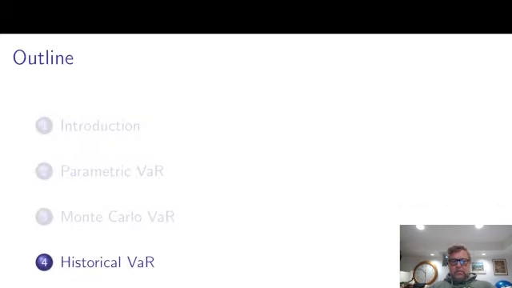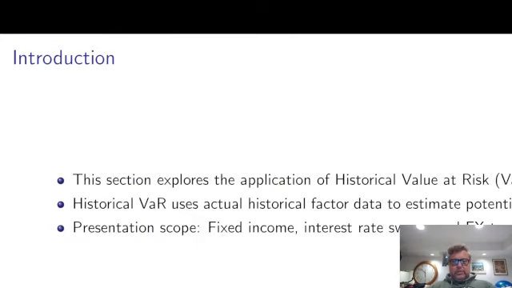So now from here, let's move on from Monte Carlo VaR to historical VaR, which is actually very commonly used for regulatory purposes because it's easy to understand. So let's look at it. So here in this section, we'll look only at historical VaR methodologies. There we use actual historical factors such as market data or volatilities to estimate these potential future losses at a certain confidence interval. We'll again look at fixed income, interest rate swaps, and FX trading portfolios.